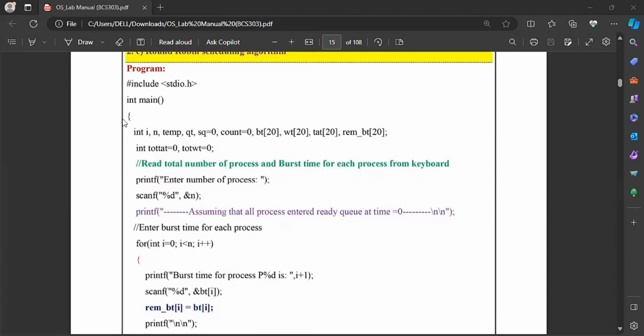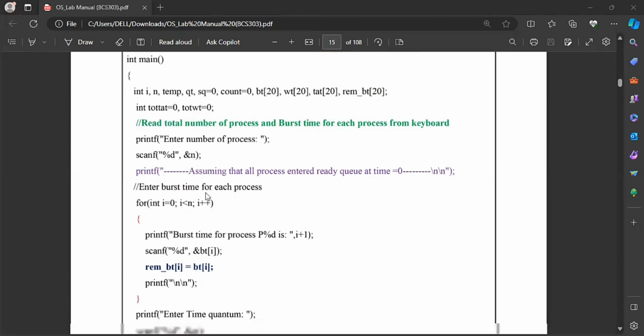So here first we declare the variables and arrays to store the information about the processes. n is the number of processes, qt is the quantum time. Initially the count will be 0. Then burst time, waiting time, total turnaround time, and the remaining burst time. The total turnaround time and the total waiting time are initially equal to 0.